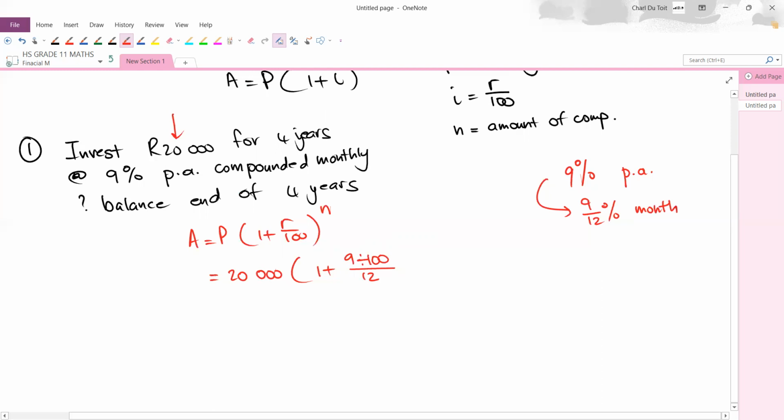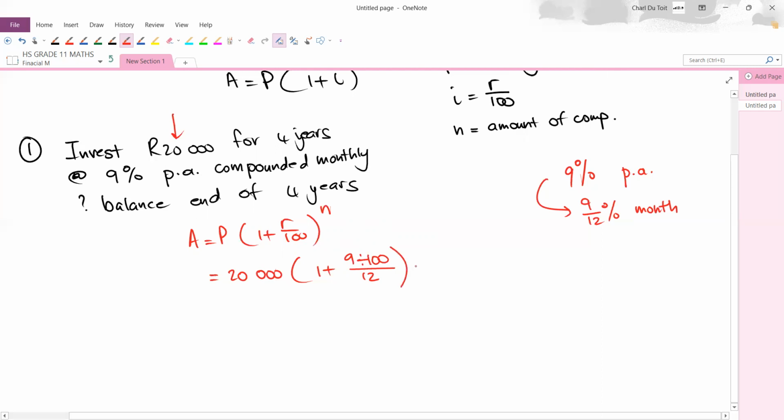You agree with that? Yes, sir. So if I've given you 12% per year, I just give you 1% per month. So I'm dividing the percentage by the number of months in a year, and there are 12 months in a year.